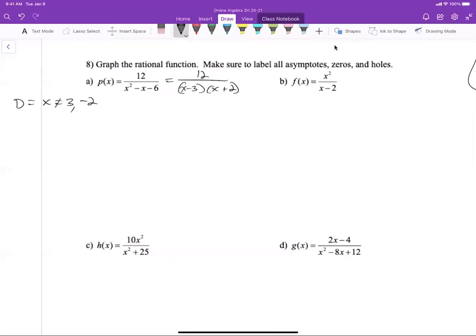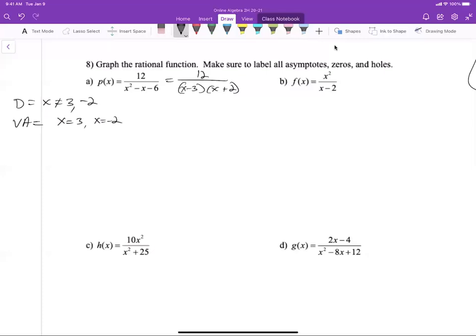Now we got to ask ourselves at those locations, do I have a vertical asymptote or something else? If I have a number in the numerator when I approach 3 or -2, then I have an asymptote. And that's the case because for either one of those, 3 or -2, my numerator is going to stay 12. So I have a vertical asymptote, which I'll abbreviate as VA, at x equals 3 and x equals -2.